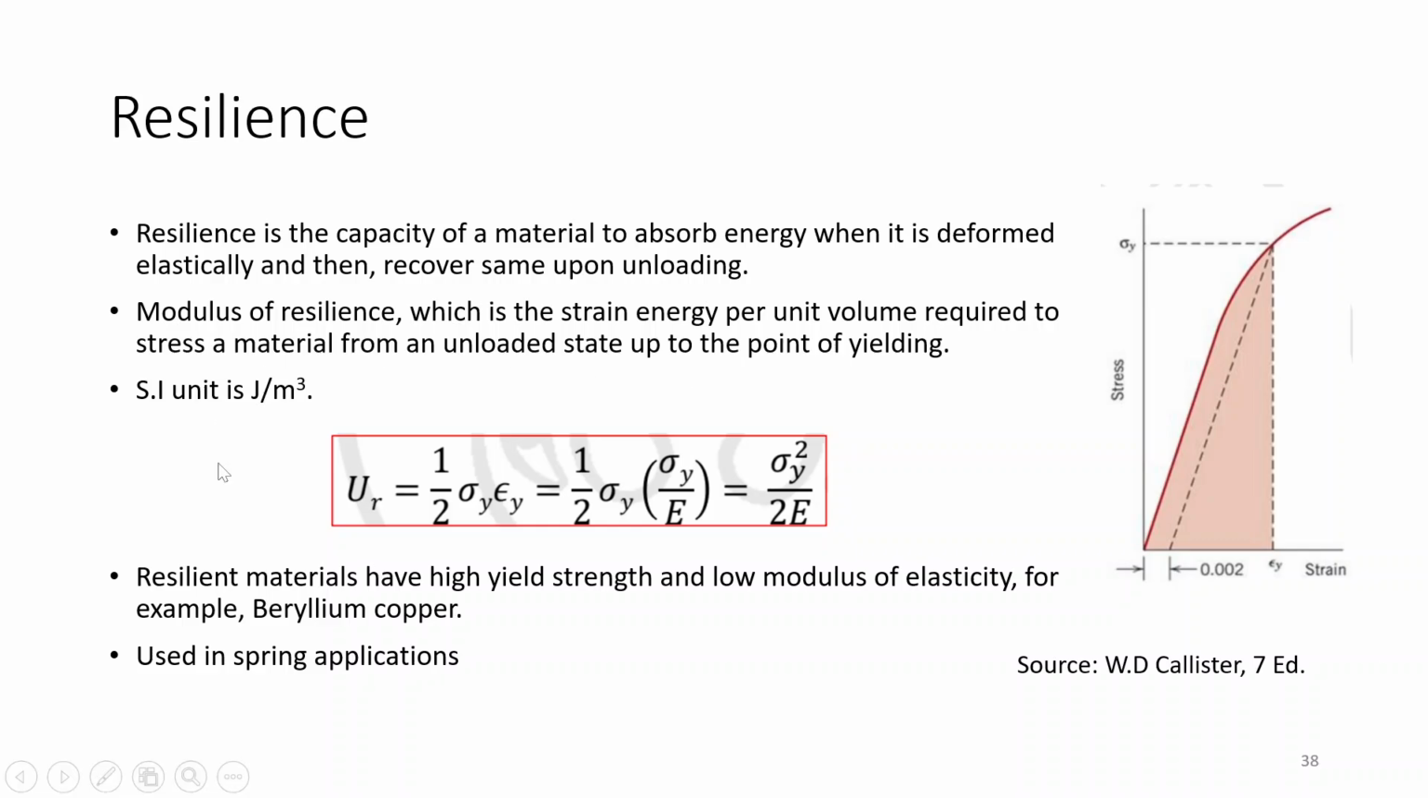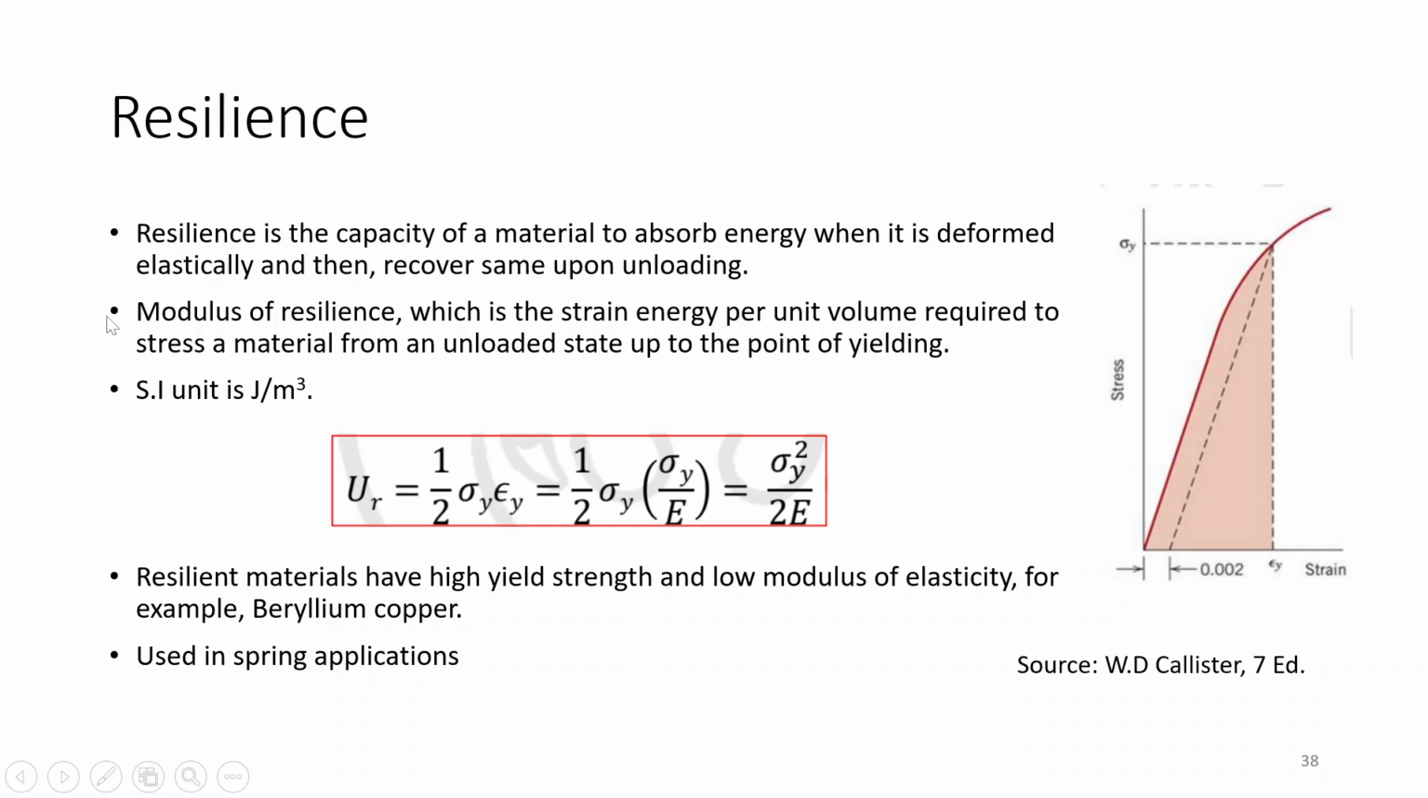Then we have resilience. Resilience is the capacity of a material to absorb energy when it is deformed elastically, and then it recovers the same upon unloading. Here we can see that up to the yield point, the area under the curve will be the resilience. This is the capacity of the material to absorb energy when it is deformed elastically, and it also recovers upon unloading, because up to the elastic limit, if you remove the load, then it will regain its original shape and size.